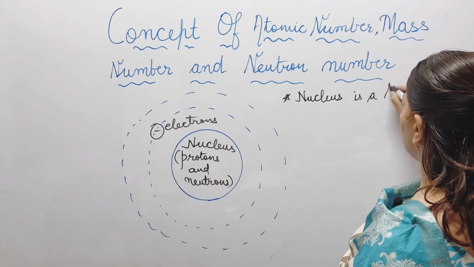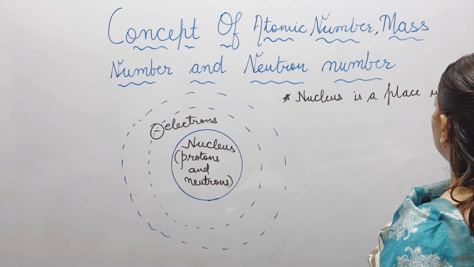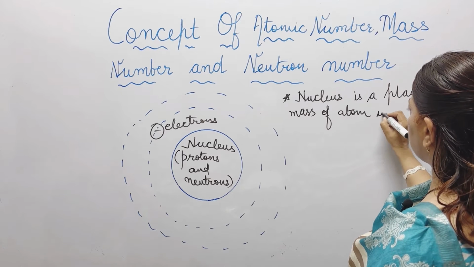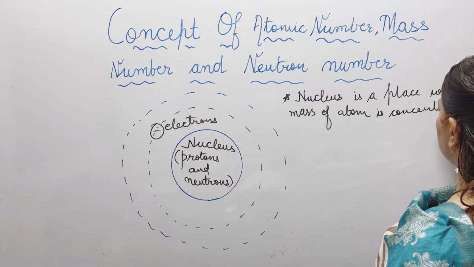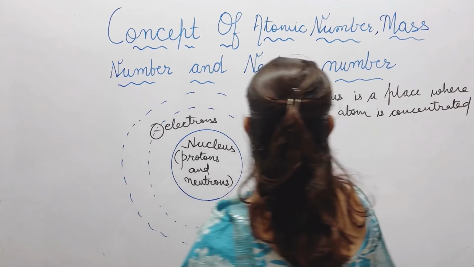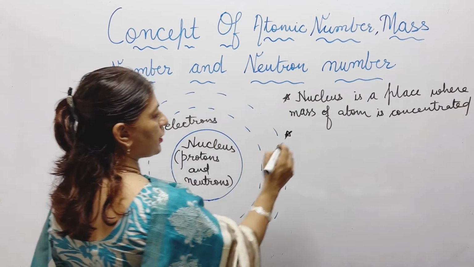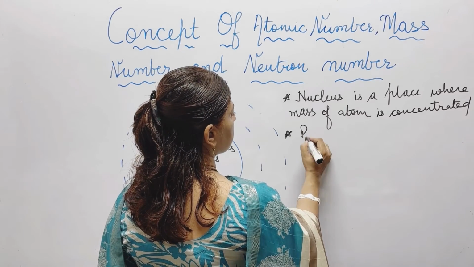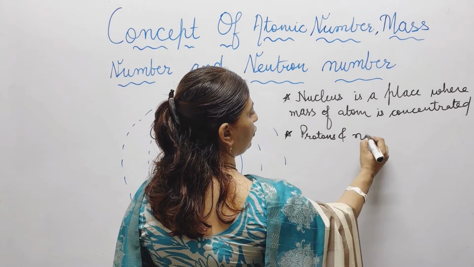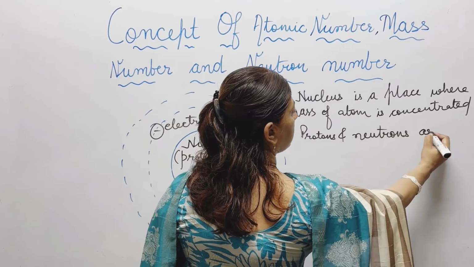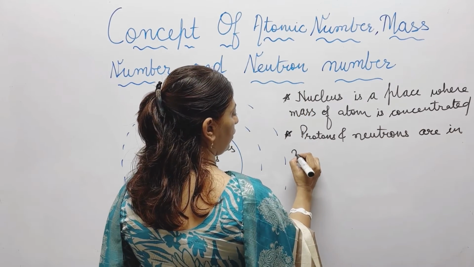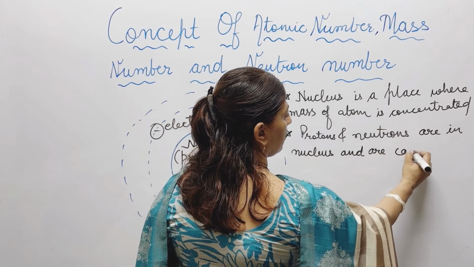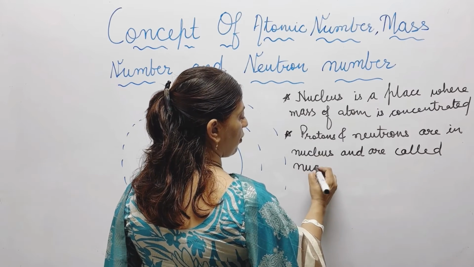is a place where the mass of the atom is concentrated. Second important conclusion: the nucleus contains protons and neutrons. These are called the nuclear particles. Protons and neutrons are in the nucleus and are called nuclear particles or nucleons.